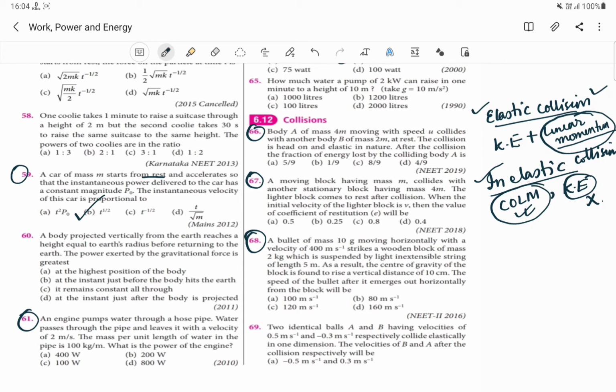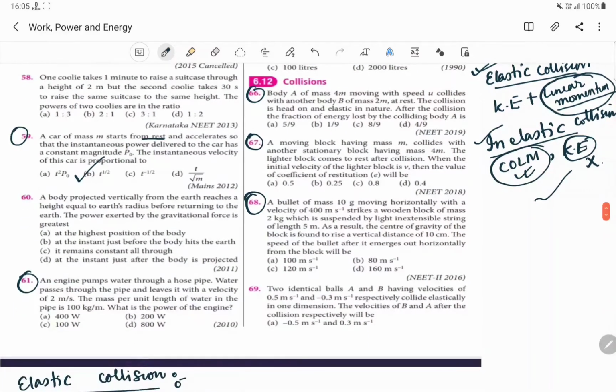If there is loss in the kinetic energy, it will be inelastic collision, and if there is not a single loss of kinetic energy, then that type of collision will be elastic collision. And you should know one more subclass of this inelastic collision, that is perfectly inelastic.